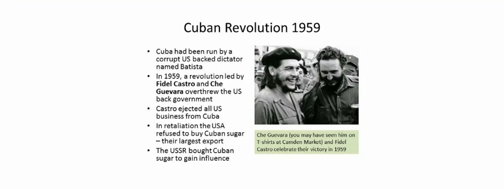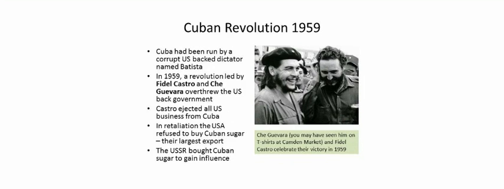They eject all U.S. businesses from Cuba. And in retaliation, the USA starts to do things like not buy Cuban sugar, not buy Cuban cigars, so their two largest exports. I think something very interesting about this is, in part, America. Fidel Castro and Che Guevara are left-wingers, but they're not communist at this point. They actually want to try and play off communism and capitalism to get the best deal from both. However, one of the businesses Castro ejects is United Fruit.